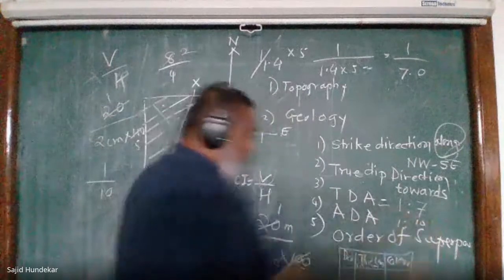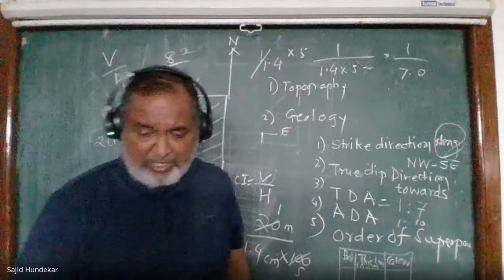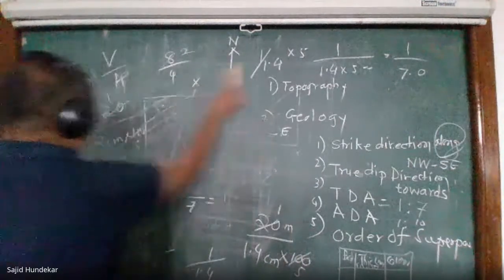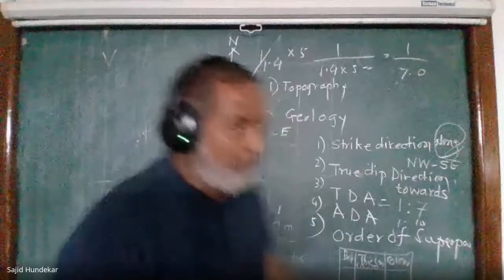So this is the way you have to calculate. Yes, understood now? Anyone have any doubt? No, sir. Okay. So this is the way you have to do it. We'll go for the map now. So can you explain apparent dip amount again? I'll show you the map now. We have started the map now.